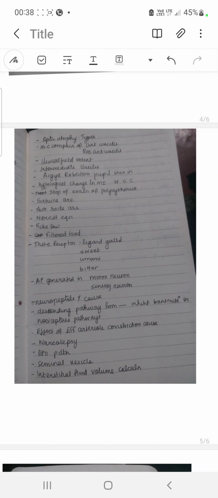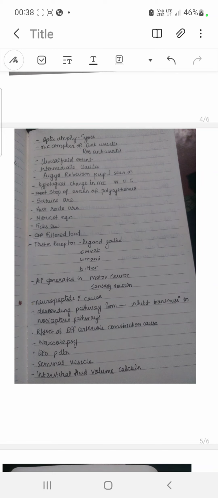Sirtuins are deacetylase. Peroxisomes are lysosomes. Fick's principle, that is actually saying how much oxygen consumption, that is equal to cardiac output into the difference of arterial and venous oxygen concentration. Nernst equation, that is actually 61 log concentration in by concentration out. Filtered load is GFR into plasma concentration.